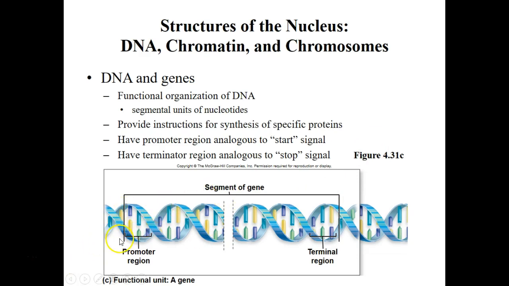So here we have this gene. Okay, some gene. It could be a gene for insulin. It could be whatever you want to call it. There's always going to be a promoter site, and there's always a terminator site. And then we have the actual structural information in between.